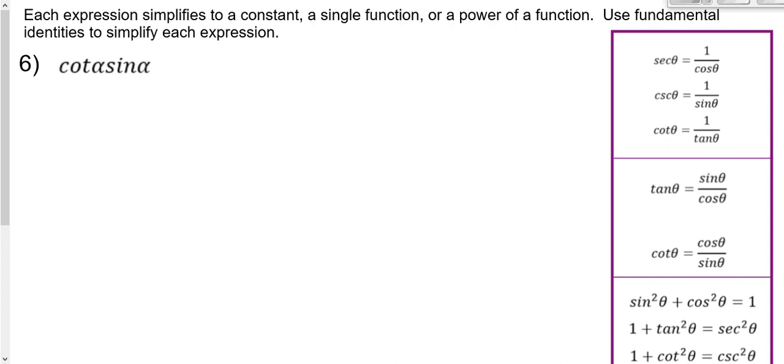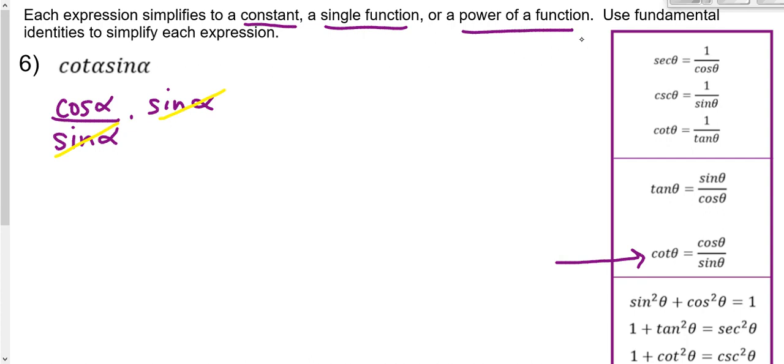And so we're going to replace cotangent alpha with, let's see, not that one. Let's replace cotangent alpha with this one, cosine alpha over sine alpha. So we have cosine alpha over sine alpha times sine alpha. Why did I choose that one? Because I wanted the sine alphas to cancel. So what is left? Cosine alpha is left. Is that either a constant or a single function or a power of a function? Yes, it's a single function. It's cosine alpha. So there we go, simplified.